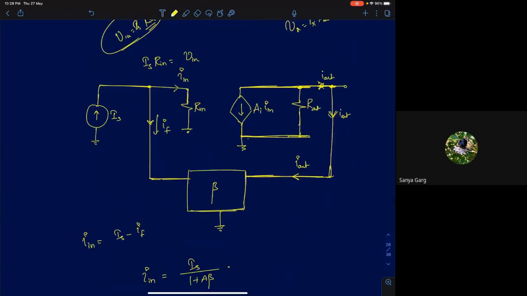Now we'll try to apply negative feedback and see what happens to the input and output impedances, and also the transfer function.